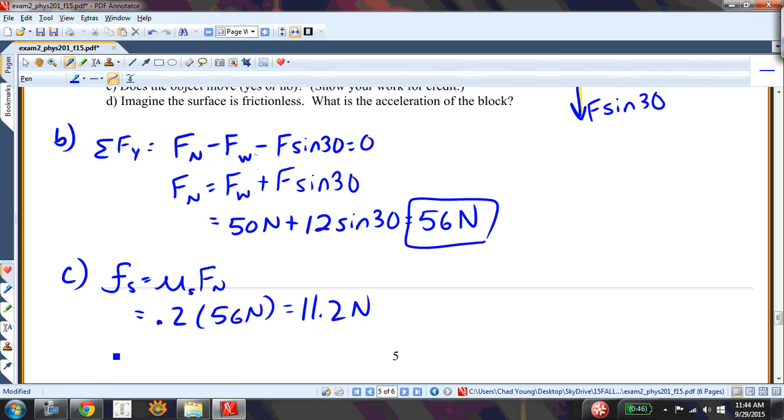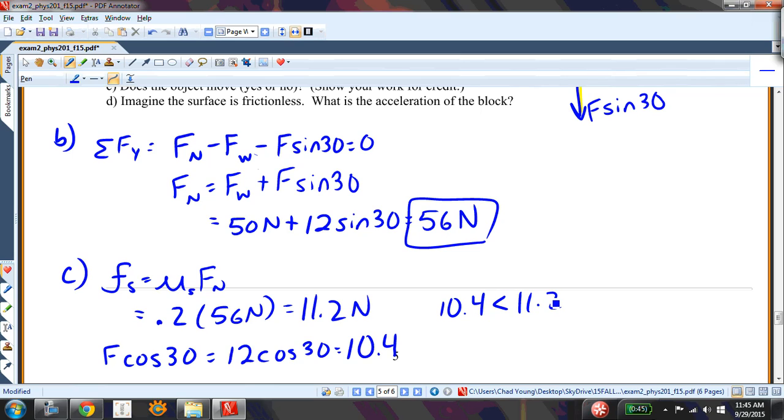Now, does the other force, F cosine 30, exceed that? That's 12 times cosine of 30, and that's equal to 10.4. So since 10.4 is less than 11.2, it is not exceeding the static friction, so it does not move. So the answer is no.